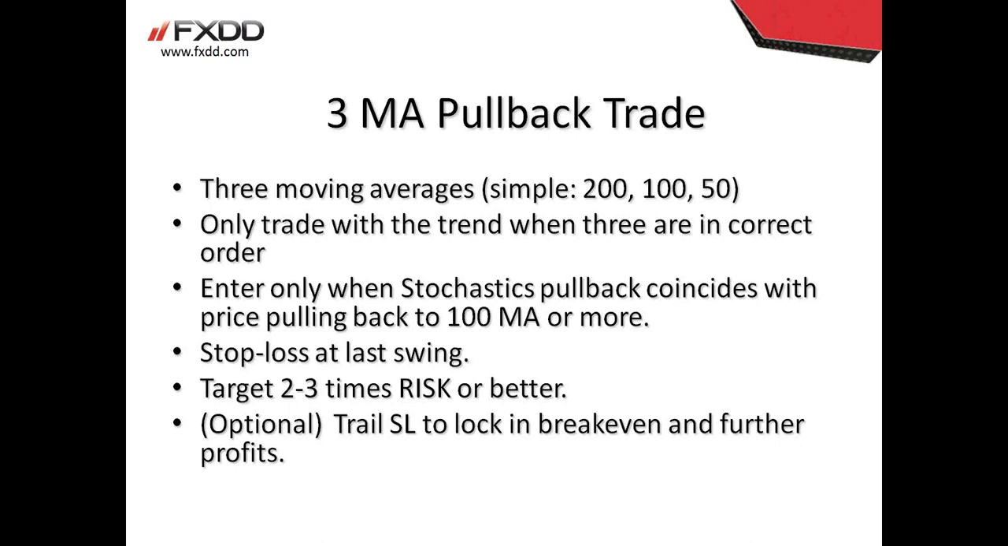We have the longest period moving average on the top, followed below that by the next shorter moving average, and then at the very bottom by the shortest term moving average. So that's the correct order. If there's no correct order of moving averages, then we are not in a trend. According to the strategy, we don't even touch it. We don't even look further at it. So if we're not in correct order, then we move on and look at another currency pair or another instrument.